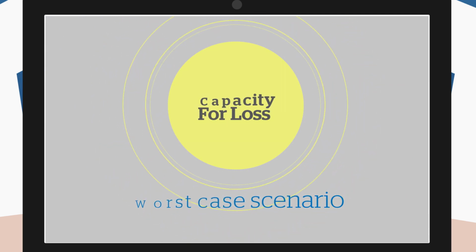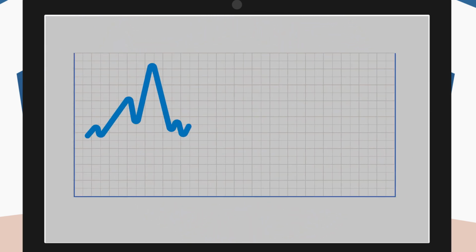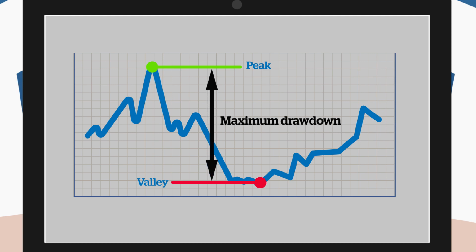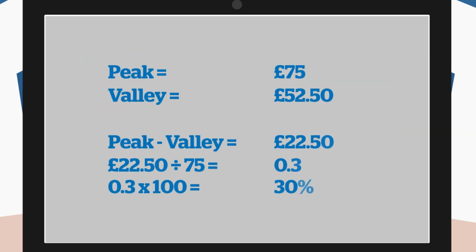To do this, we use an industry standard method called maximum drawdown. So, for example, let's look at an example of a typical investment graph on screen. We can immediately see the difference between the highest peak and the lowest valley. The difference between the values is the worst case scenario. The largest possible difference between the high and low for this example investment over the given period.